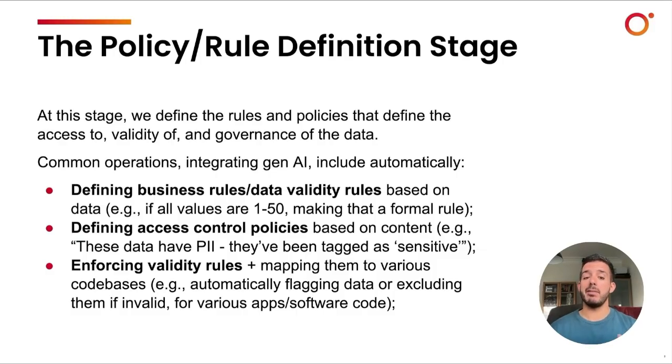So automatically flagging data that doesn't comply with the validity rules or excluding those data if they're invalid, for example, or marking them for remediation, flagging them, and excluding them from the actual pipeline until they have been fixed. Or, for example, just translating a policy to specific apps or code bases. Again, if we had the example of retaining data for 30 days, how does that look like for every single one of our databases, data warehouses, applications that create data or delete data, and so on?